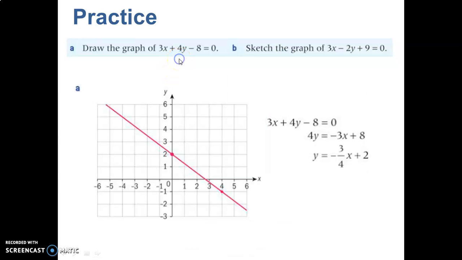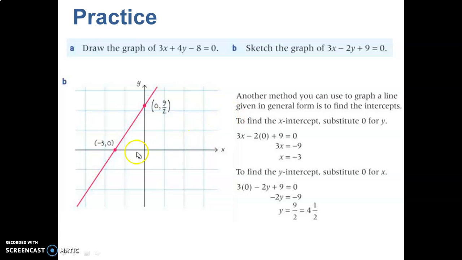Let's try. So that first one, as you can see, the 3x was moved over, and then we divided by 4 to get this. Now that is easily graphable. We have a y-intercept of 2 and a slope of -3 over 4. So down 3 over 4. Down 3 over 4. Okay, try the same approach with the second one.